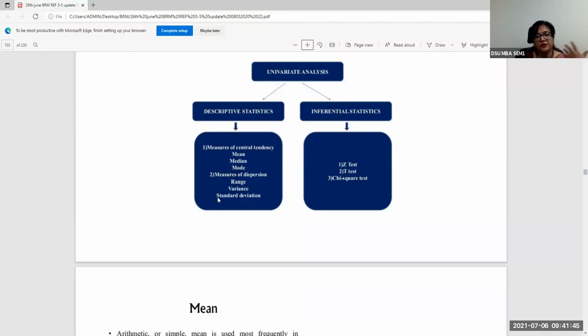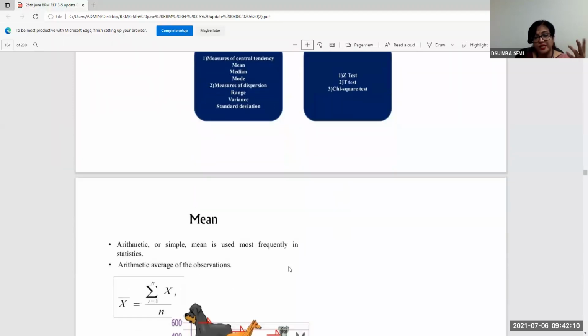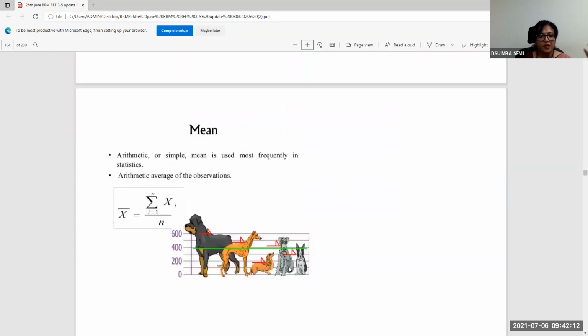Then you can also deal with measures of dispersion like range, variance, standard deviation. I think all of these terms are very familiar to all of you because you've done business statistics before this semester also, right? And the other inferential statistics that we tend to use would be z-test, t-test, chi-square test, right? All of you are familiar. You can read up a portion of that. So chi-square test can be used for nominal scale variables also to test significance of association.